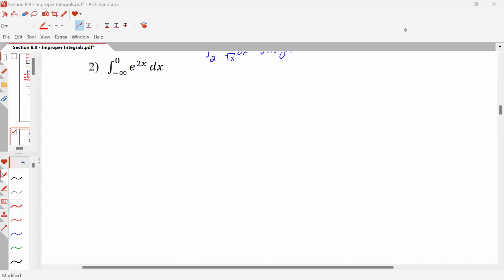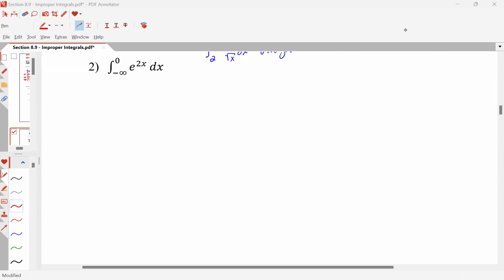Hello, in this video, we're going to take a look at a couple more examples of improper integrals and how they work, specifically the type 1 improper integrals. So we are going to take a look at this example here first: the integral from negative infinity to 0 of e to the 2x dx.